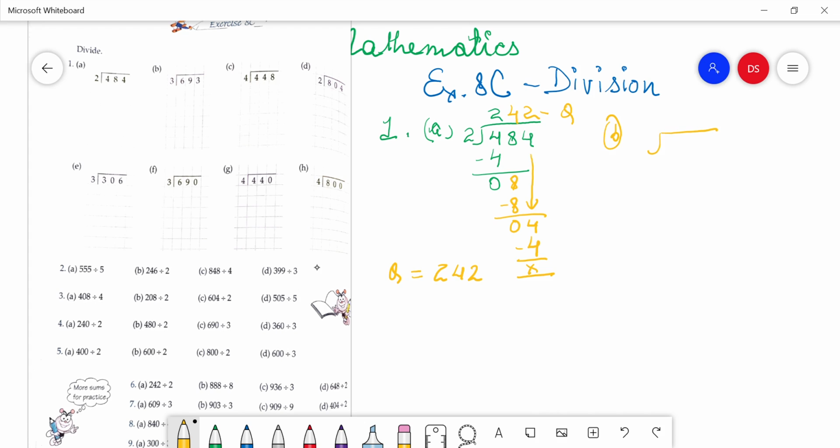Here the dividend is 693. We have to divide it by 3. Let's start. 3 2s are 6. Subtract 6 from 6 is 0. Then we will take next digit down, that is 9. 3 3s are 9. Next digit 3, we will take it down now. 3 1s are 3. Here the answer is 231.